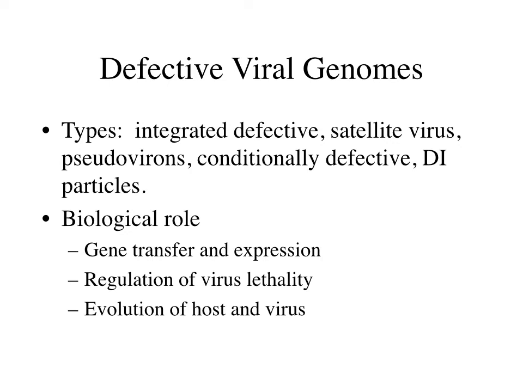Pseudovirions are virus particles with host nucleic acid instead of the viral genome. This is a potential mechanism for introducing foreign genes into animal cells. We've already talked about conditionally defective genomes. These are mutant genomes that are defective under certain circumstances, such as the temperature-sensitive mutants that we discussed, or host-range mutants. The next category, the DI particles, we're going to talk about in more detail.